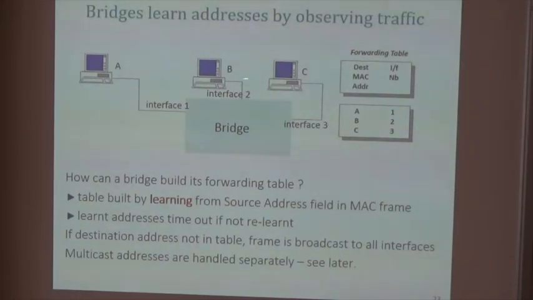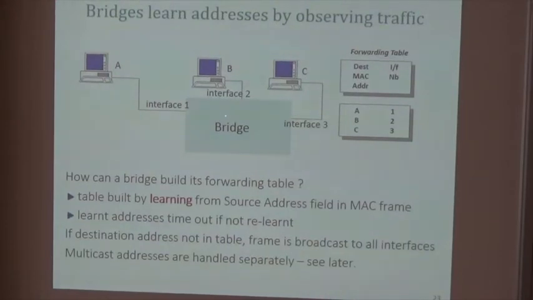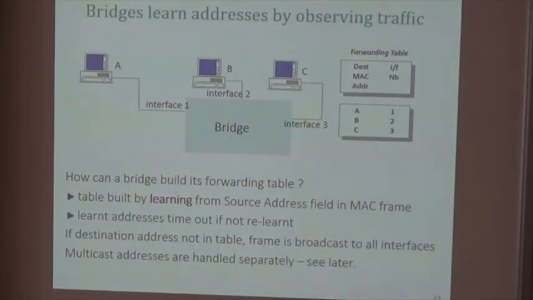So sooner or later, somebody will talk to A, and there will be, for example, a packet coming from B on this interface. What the bridge does is look at the source MAC addresses. When A has sent a packet, the bridge has learned that A is on interface number one. When somebody talks to A, that somebody gives the bridge the information on which interface it is. So those values are put in the forwarding table.